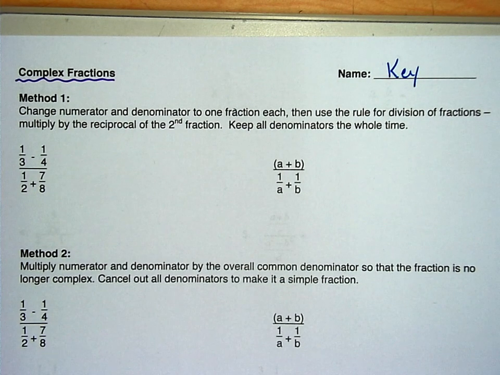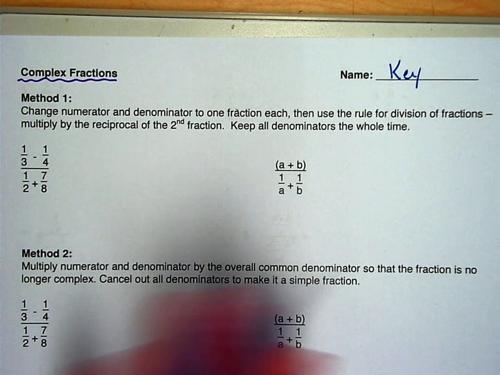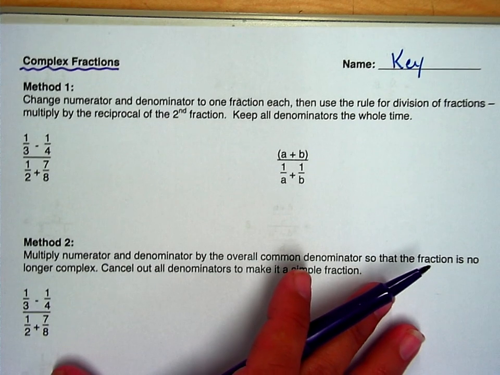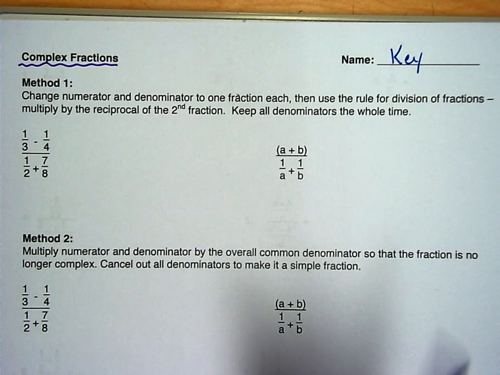And then you can pick the one that you like best, and that's what you would use for the rest of this packet. So I'm going to start, and I don't care which one you use. You can be a method 1 person or a method 2 person. Doesn't matter. You're still going to get the same answer either way.